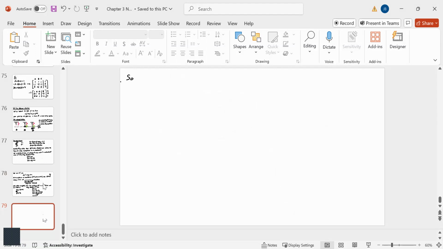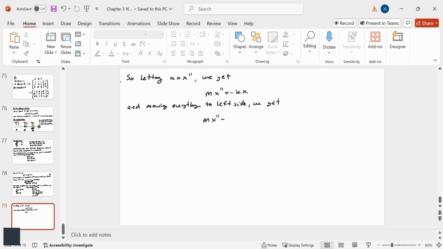So letting a be equal to x double prime, we get mx double prime equals negative kx. And you might think, okay, well, we want this to be a nice equation so we can move everything over to one side. Moving everything to the left side, we get mx double dot plus kx is equal to 0. And that is the equation of motion.